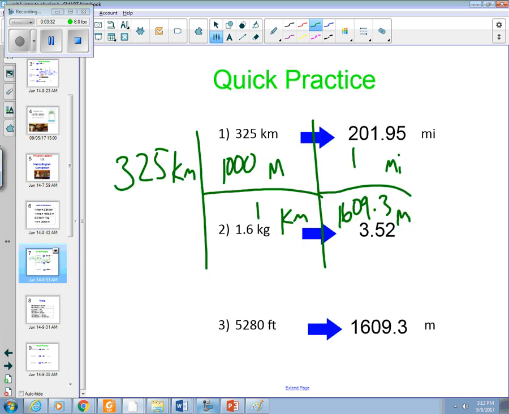So when you're going through, what you're going to do is remember everything on top you want to multiply, and then you want to divide by everything on the bottom. So 325 times 1,000 times 1 divided by 1 divided again by 1,609.3. And if you do everything correctly, you should be around 202 miles. All right, and if you are struggling with that, you can try to do 2 and 3 as well. If you still have questions, you can always come in and ask me. That's fine. But let's go ahead and move on to time.